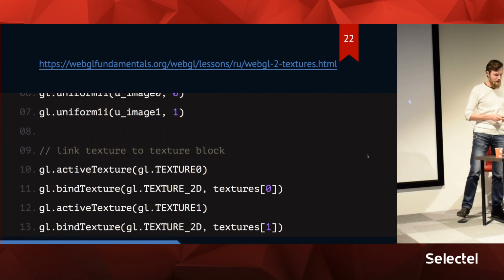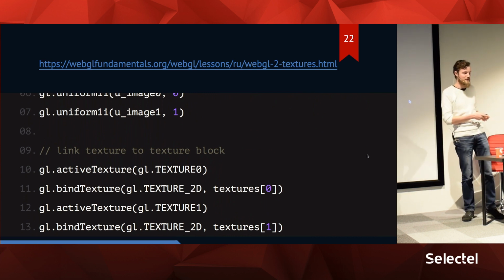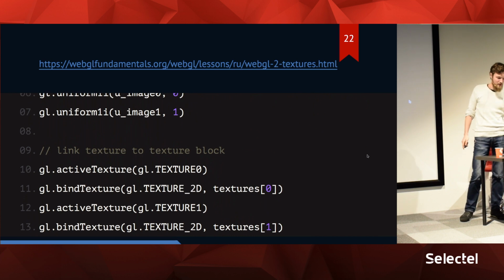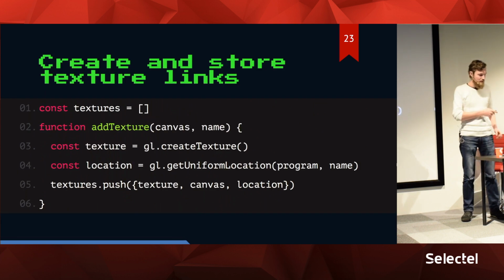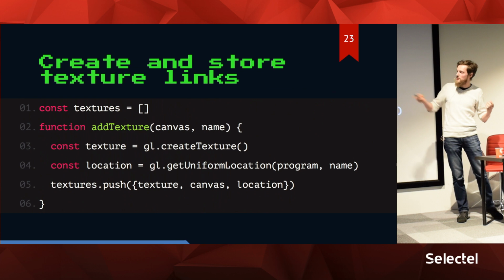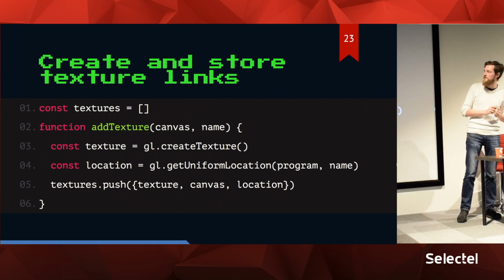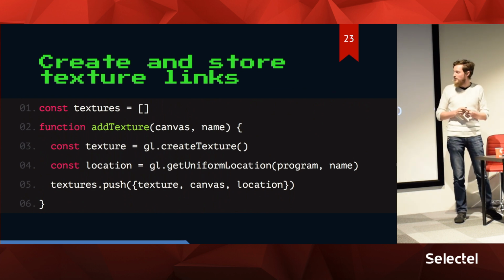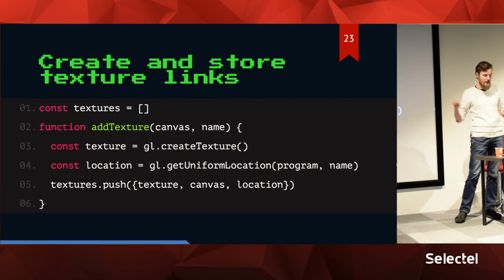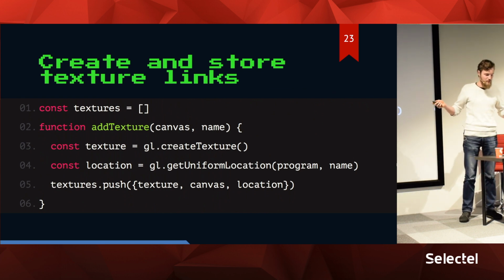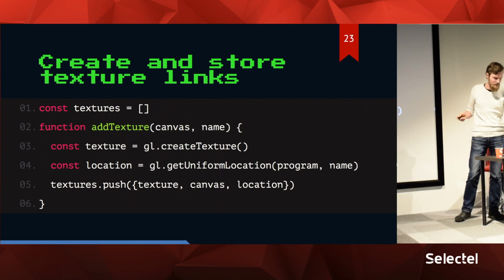And after that, we need to bind our texture to our context using the already well-known functions activeTexture and bindTexture. And as you see, we use different texture blocks for our textures. That's all you need to prepare it. After that, we need to operate with it in a simpler way. Just make some helper for it. It's an addTexture function that just stores texture locations from video memory and locations of the uniform attribute from video memory. And after that, we just push to the textures array, and that's all we need.